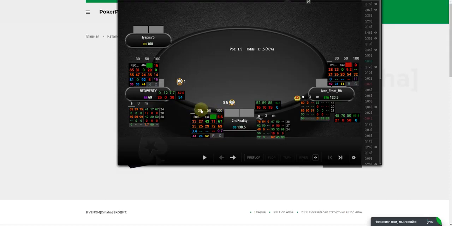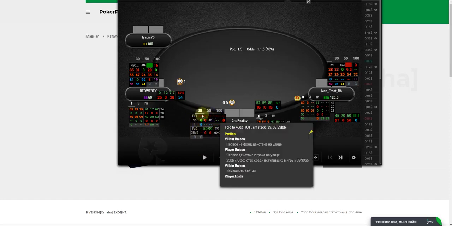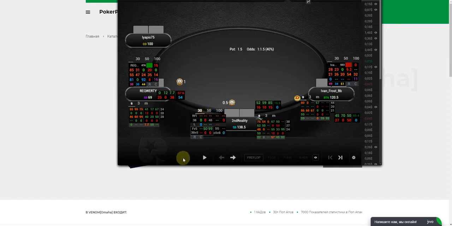That means we have the preflop block here, and we can look at how the opponent plays generally, regardless of stack size. But if we want to look at how they play in specific stack sizes, we can choose between 30, 50 and 100 big blinds. Let's switch to 30, and this is how the player acts when the stacks are 30 big blinds.